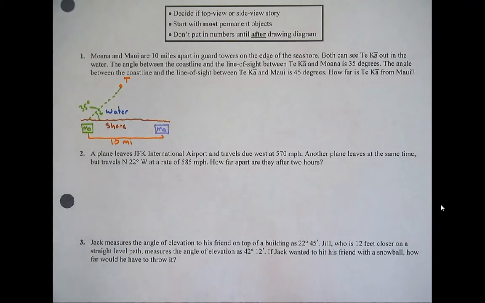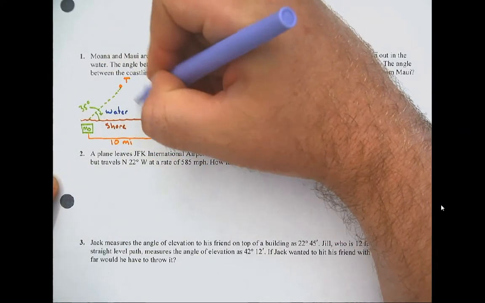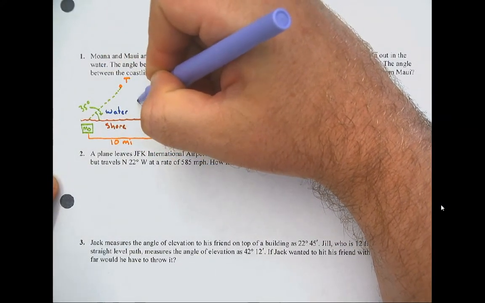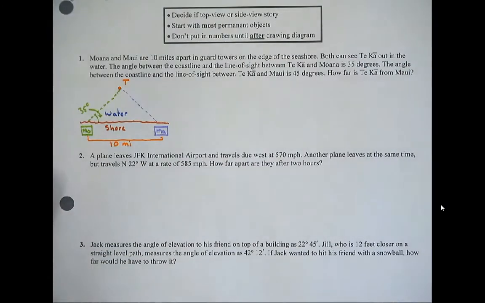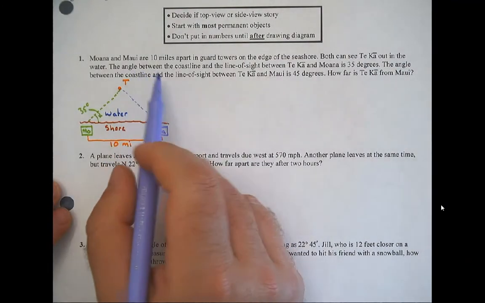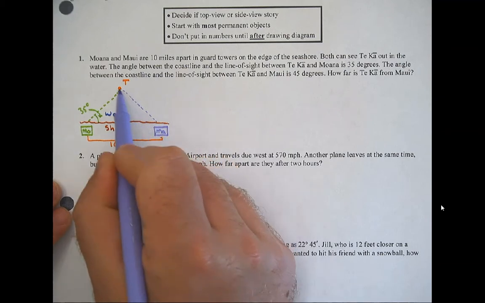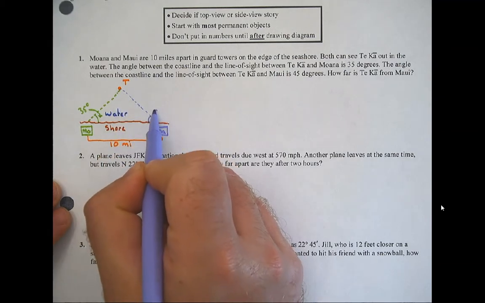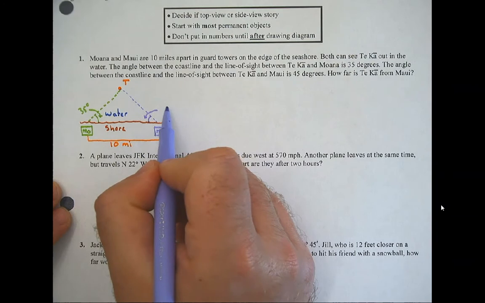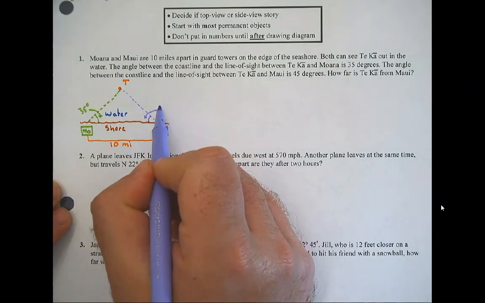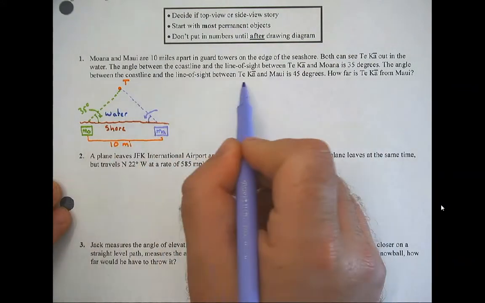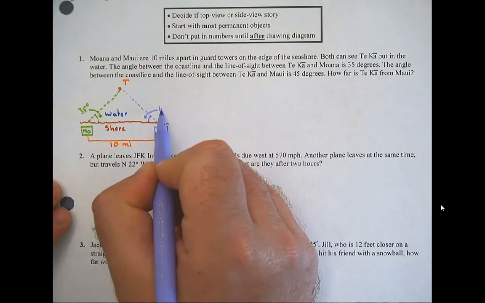The angle between the coastline and the line of sight with Taka and Maui, so Maui has his line of sight, goes from here. The angle between the coastline, so here's the coastline, and the line of sight, there's the line of sight. No, Taka and Maui is 45 degrees.